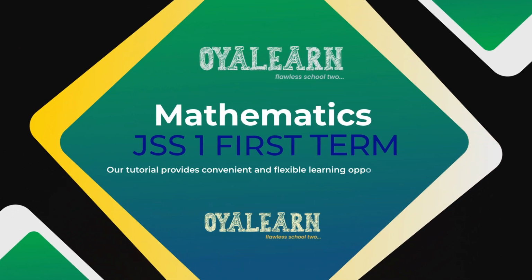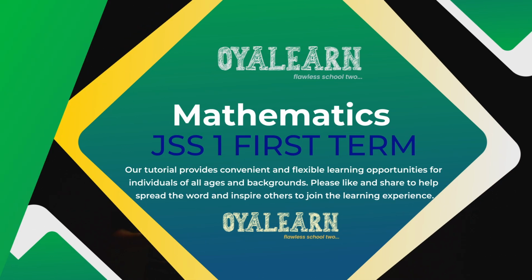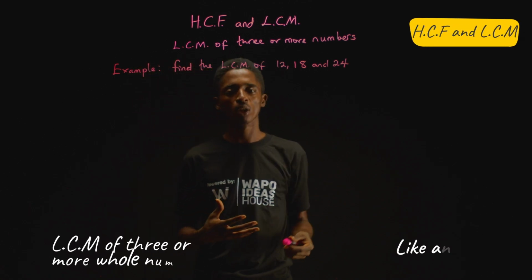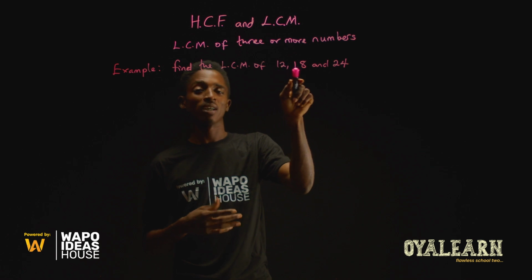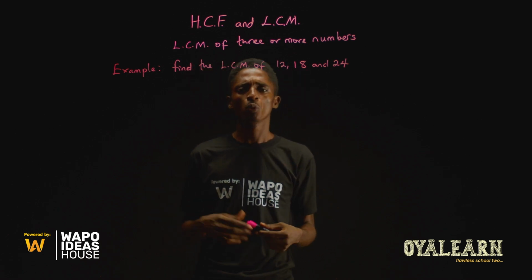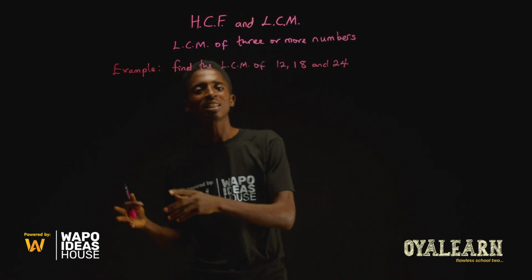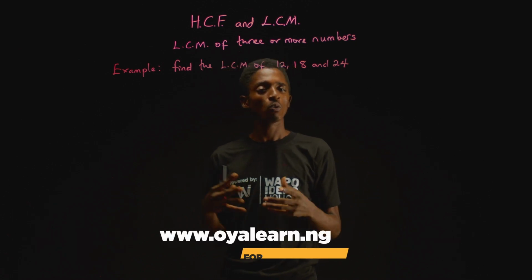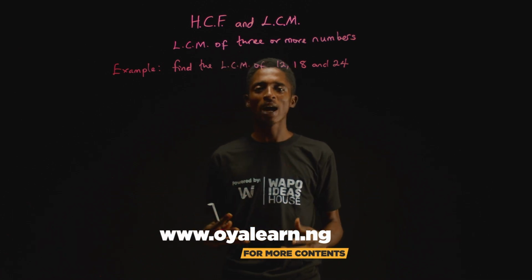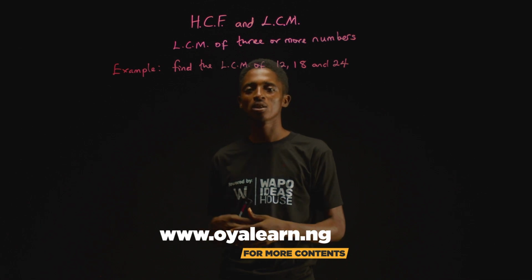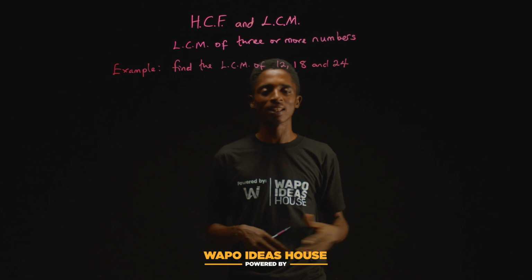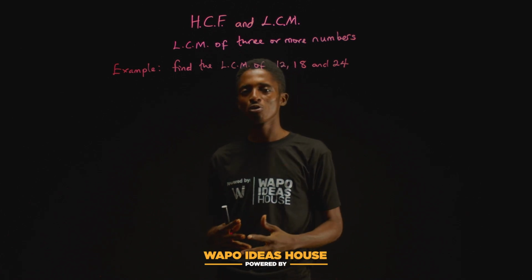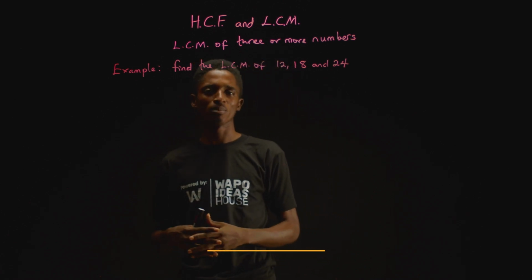LCM of 3 or more numbers. To find the LCM of 3 or more numbers, like in this example, find the LCM of 12, 18, and 24. You would find that to do this using the list of their multiples would be a bit difficult, which is why when you are dealing with large numbers or multiple numbers, it is safer to use the prime factorization method.